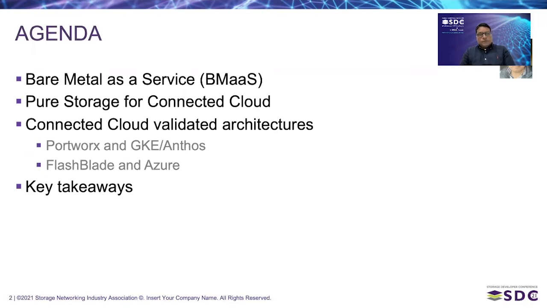There are two different types of architectures. One is based on Kubernetes and containers. The other one is mostly bare metal on an array, which is in a co-location. And then finally, we conclude with the key takeaways.